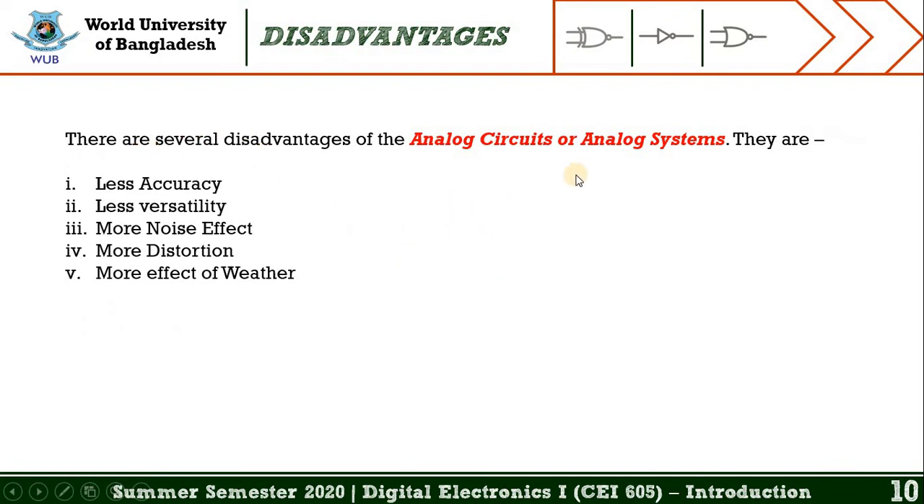From this slide we came to know some of the disadvantages of analog systems or analog circuits, such as less accuracy, less versatility, more noise effect, more distortion, and more effect of weather. Let's move into the next slide.